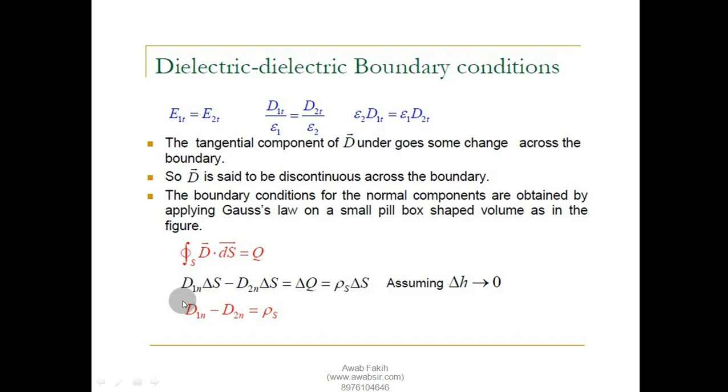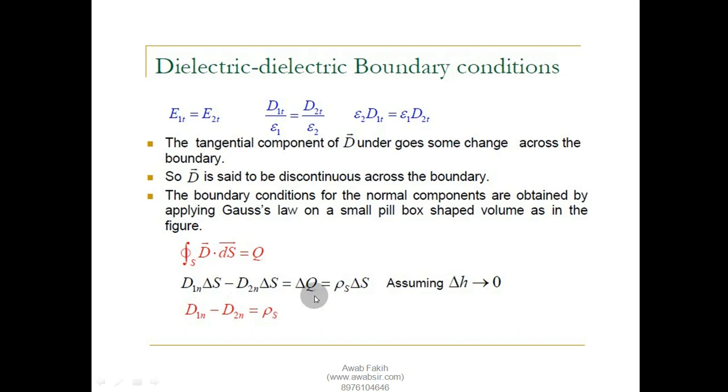Now from that we can describe here that D1n del s minus D2n del s is equal to del q, or it could be written as rho s del s, because we already know that rho s is the surface charge density. And in the next part we are going to describe how the surface charge density occurs.